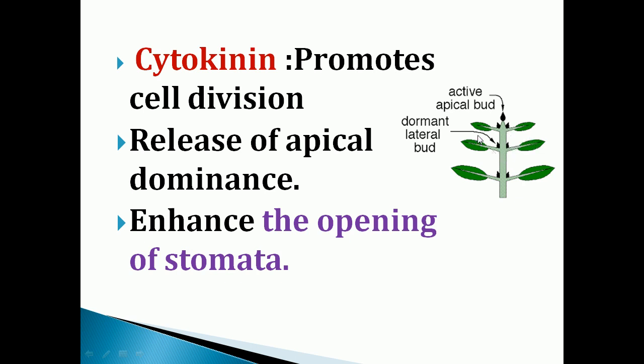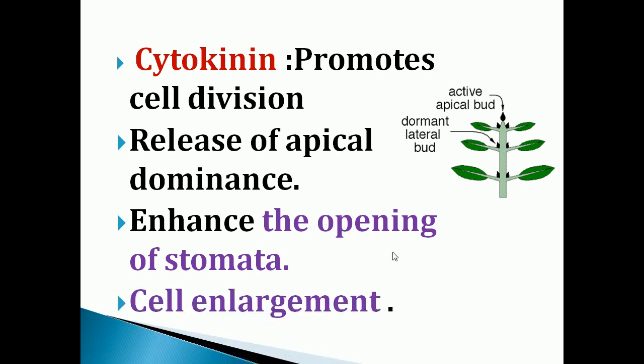So cytokinin helps maintain apical dominance, that means the stem present in the center is hard and strong, and it also promotes the opening of stomata, and it also helps for the enlargement of the cell.